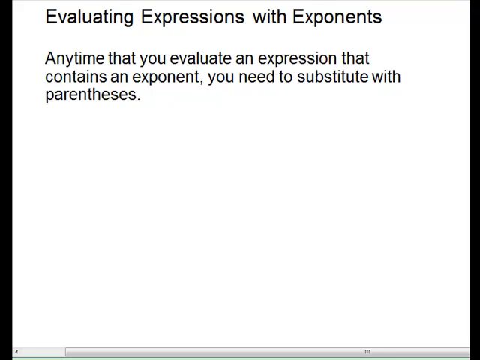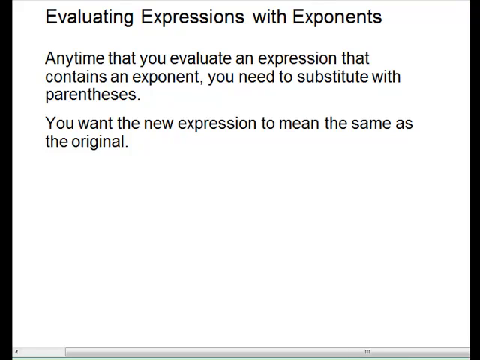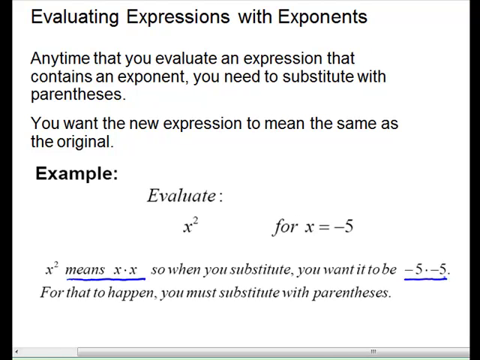Evaluating expressions with exponents. Anytime that you evaluate an expression that contains an exponent, you need to substitute with parentheses. You want the new expression to mean the same as the original. An example: evaluate x squared for x equals -5. X squared means x times x. So when you substitute, you want it to be -5 times -5. For that to happen, you must substitute with parentheses so that the negative can get to the power.